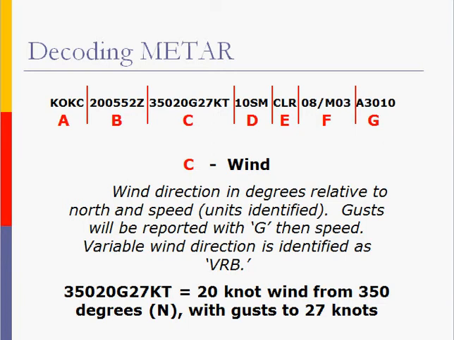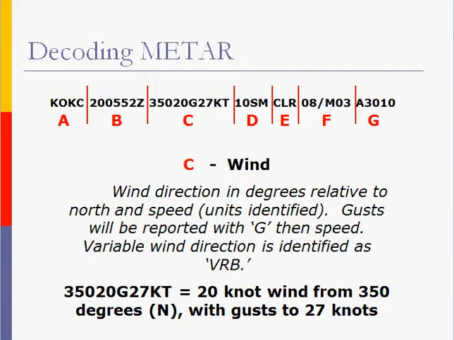The next piece of information, C, gives information about wind direction in degrees and wind speed in knots. And by the way, 1 knot equals 1.15 miles per hour.